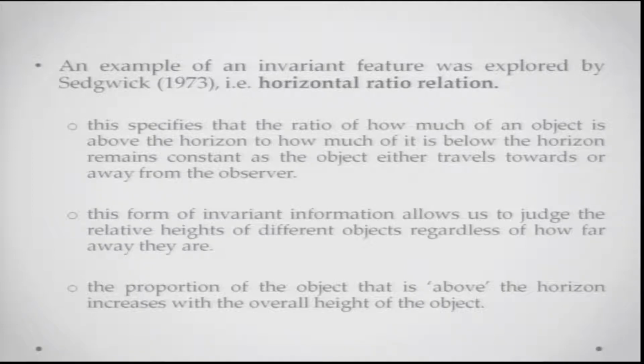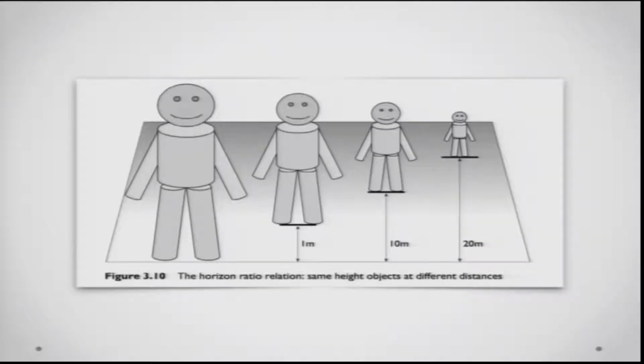This proportion of the object above the horizon increases with the overall height of the object. Let us see a picture which will explain this. So here you can see people of the same heights at different distances from us. In the first figure it's just near us, in the second figure it's 1 meter away from us, in the third it's 10 meters away, and in the fourth one it's around 20 meters away from us. You see that this relationship is changing, but the ratio is constant.